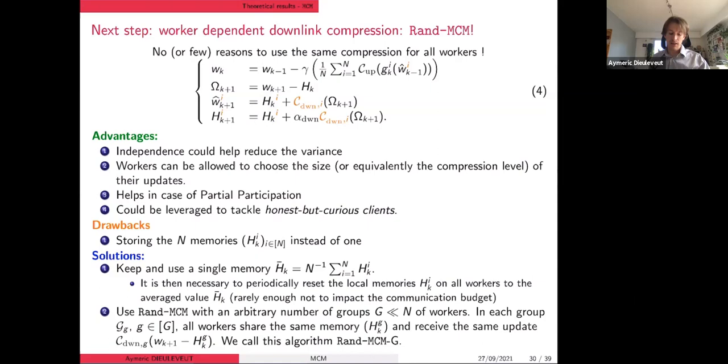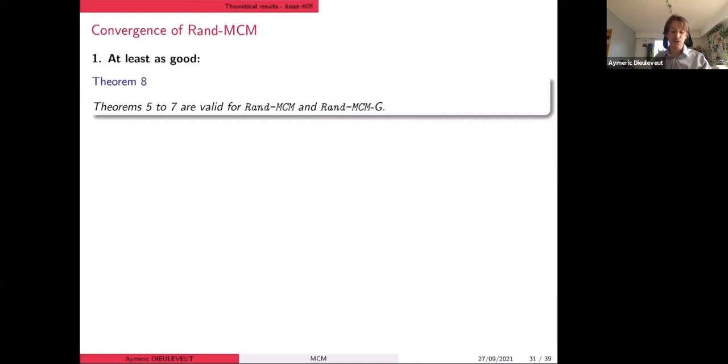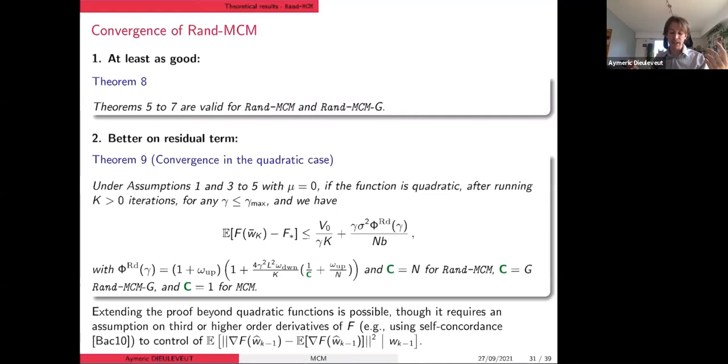What we have in terms of guarantee on that algorithm is that first, it's at least as good. This is just a kind of safety check. We recover that the theorems that we proved before are still valid for my two randomized algorithms. And we can improve on one of the remaining terms if we also assume the function to be quadratic. The fact that the result is only for quadratic, I think, can be removed. It's a bit more difficult. We need to make some assumptions that take self-concordance on the algorithm.